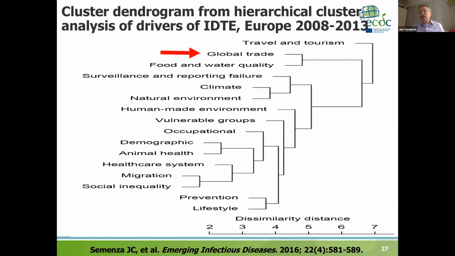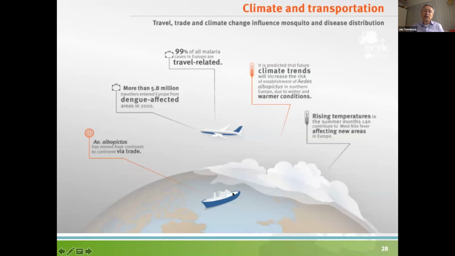The next driver that I would like to touch on is global trade. And here, illustrated with this boat, it turns out that Aedes albopictus has moved from continent to continent via trade and expanded tremendously throughout the world.